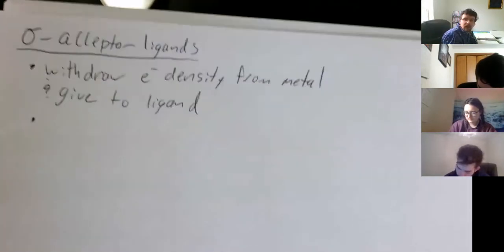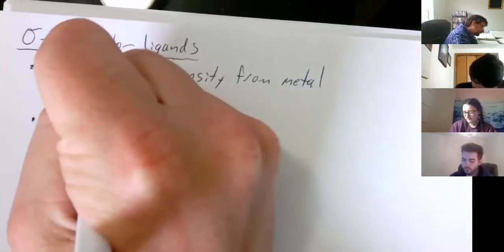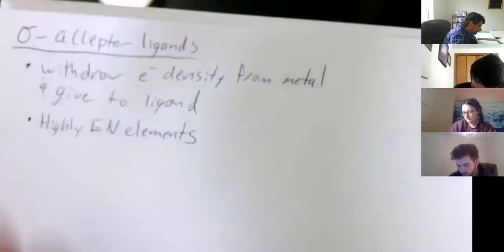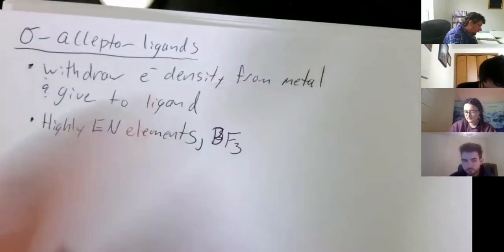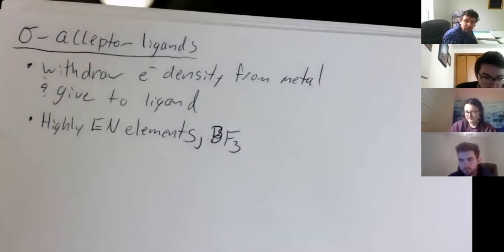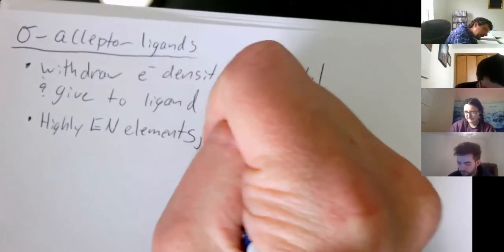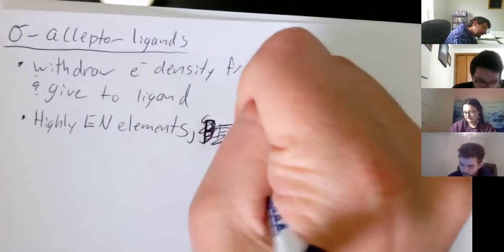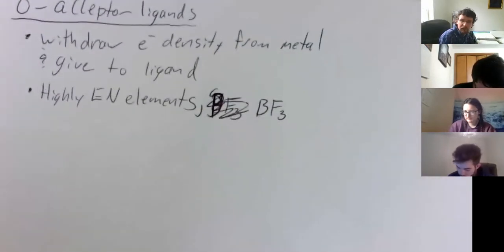So this is typically highly electronegative elements. There are other examples like boron trifluoride. That's meant to be a B. I'm used to writing beta out, so I'll try that again. There we go. Okay, so let's look at this type of interaction.